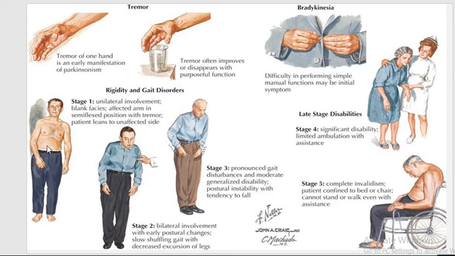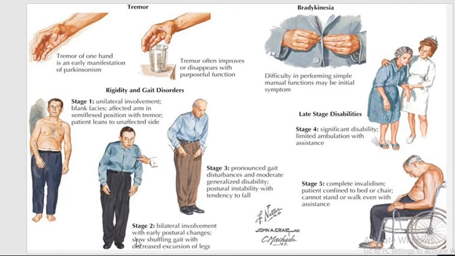In the initial stage, as you can see, tremor develops in one hand, not both hands. In one hand tremor develops and there is a mild gait problem, but not bilateral hand tremors: unilateral and mild tremor. So this is stage 1.